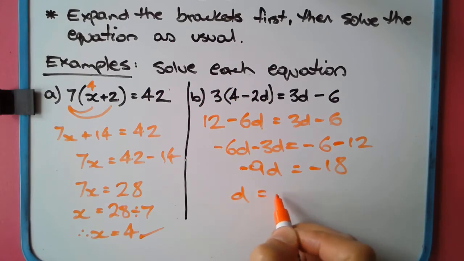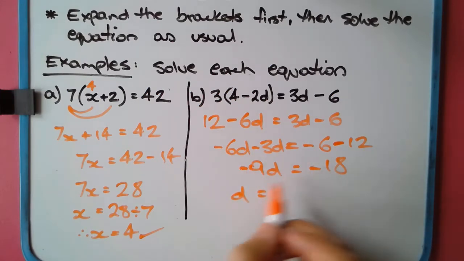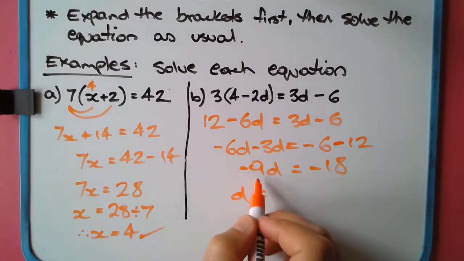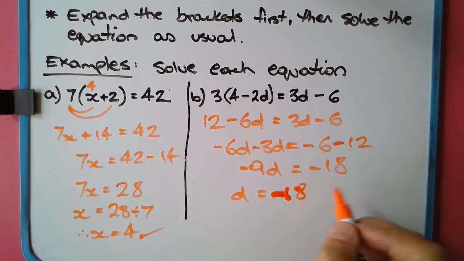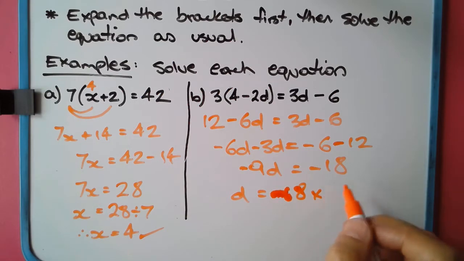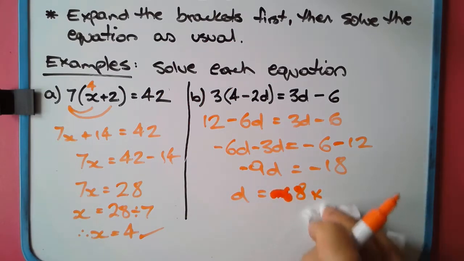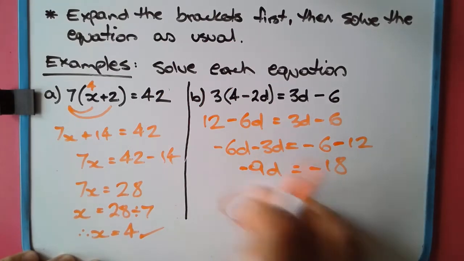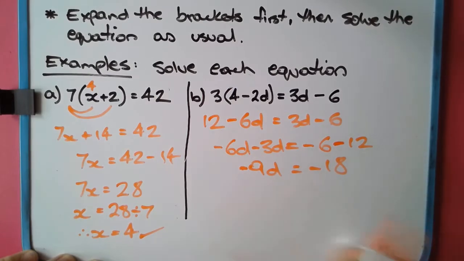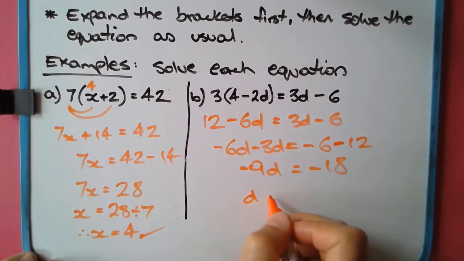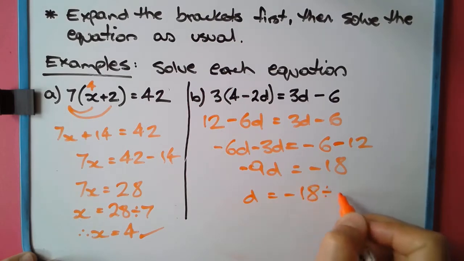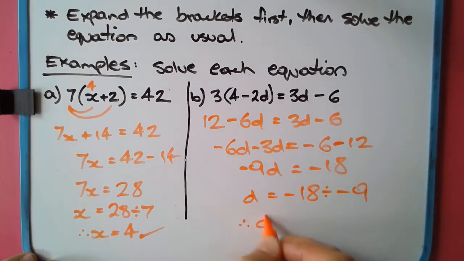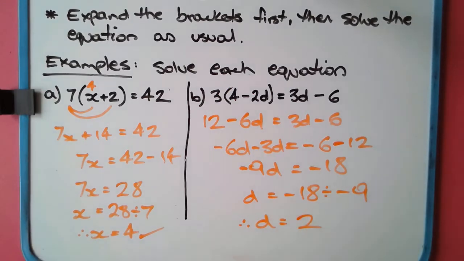d is equal to, we're going to move the negative 9 over, because that's a multiplication. Negative 9 is in fact multiplying the d. So it's going to be negative 18 divided by negative 9. So d is equal to negative 18 divided by negative 9. Therefore, d is equal to 2.